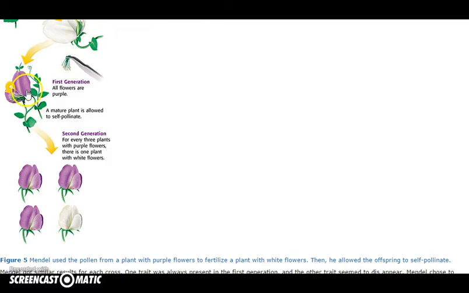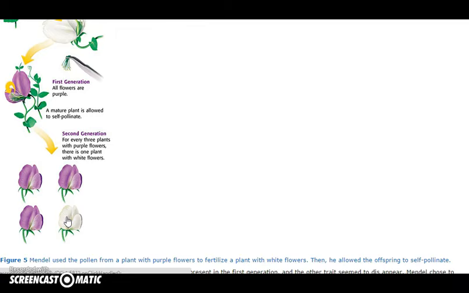he let one of these purple plants, purple flowered pea plants, self-pollinate. That means that its genetic information is all internal. So because it's purple and it is self-pollinating, it would also be intuitive to think that it would make all purple offspring. However, it made 3 purple offspring and 1 white offspring.